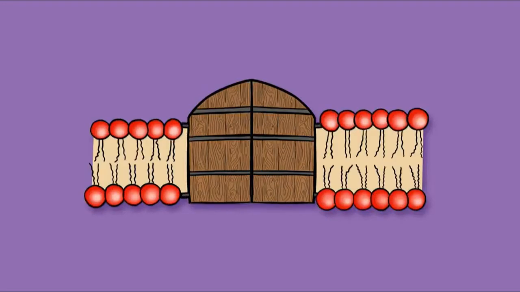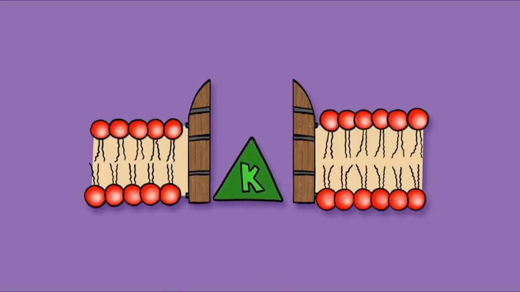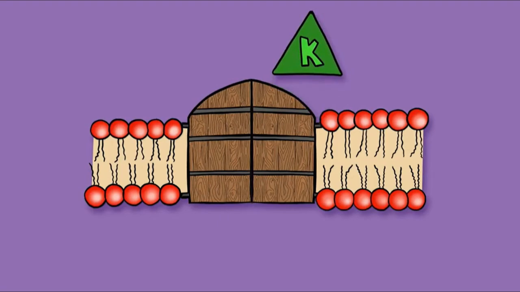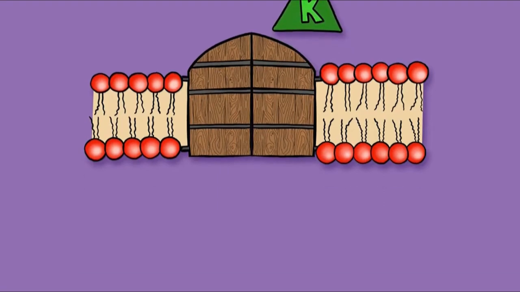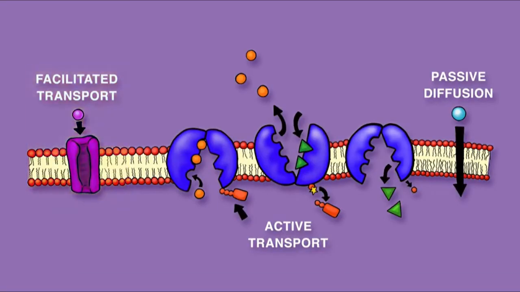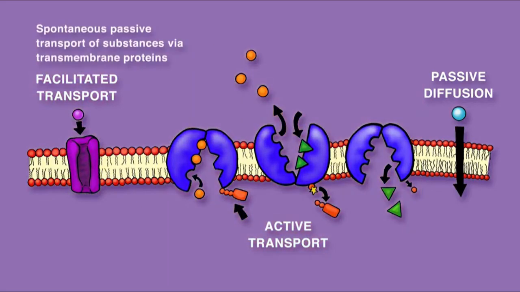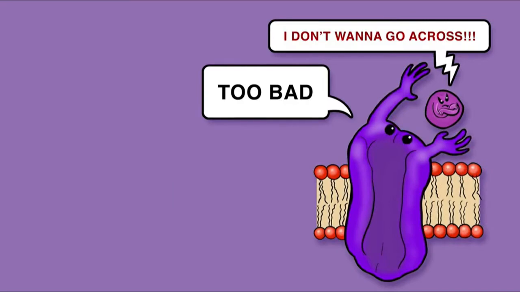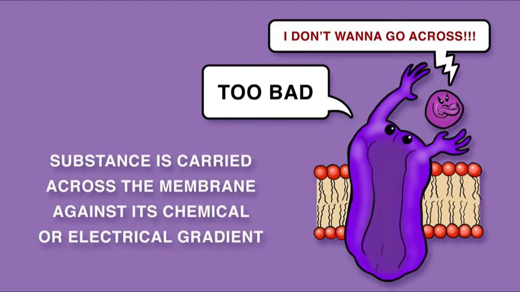Often, transmembrane proteins function as gateways, allowing specific substances to pass across the membrane. They can undergo conformational changes as they do this. They might participate in facilitated or active transport. Facilitated transport is spontaneous passive transport of substances via transmembrane proteins. Active transport, however, requires energy. Active transport may be necessary, for instance, if a substance is being carried across the membrane against its chemical or electrical gradient.